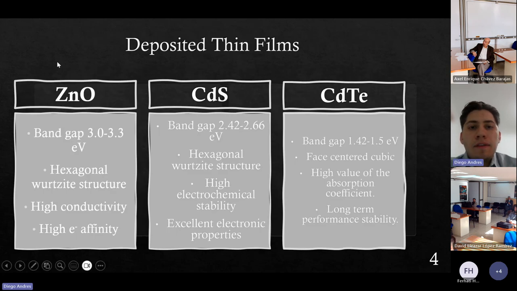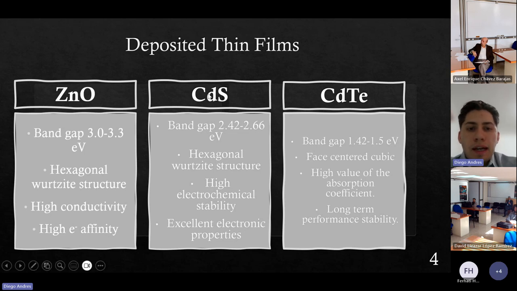Now, the characteristics of these deposited films, starting with zinc oxide: it has a band gap between 3 and 3.3 electron volts, a hexagonal wurtzite heterostructure. It has a high conductivity and a high electron affinity.